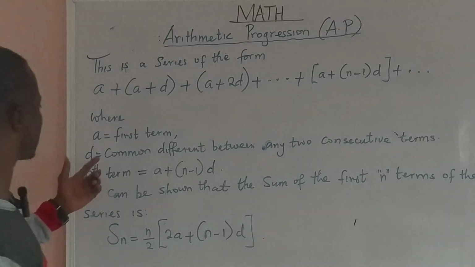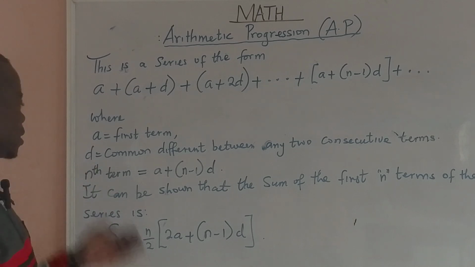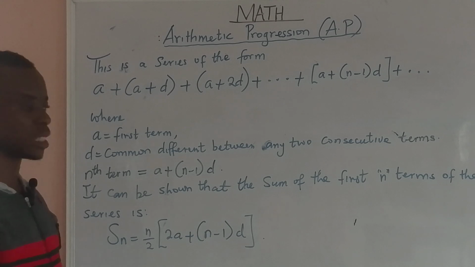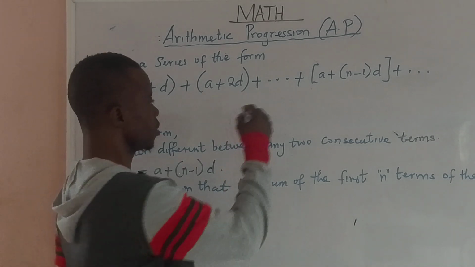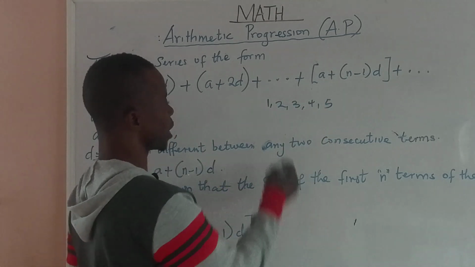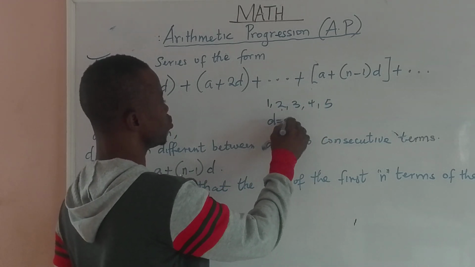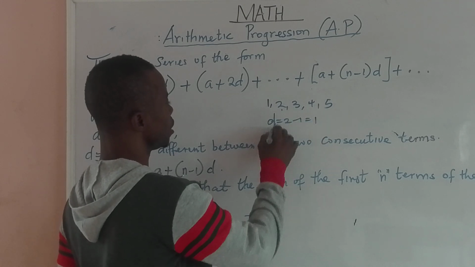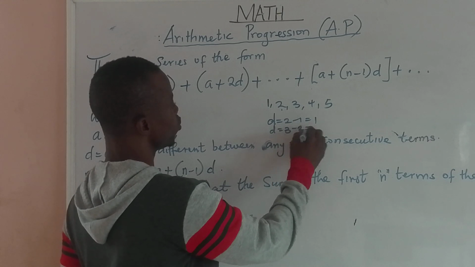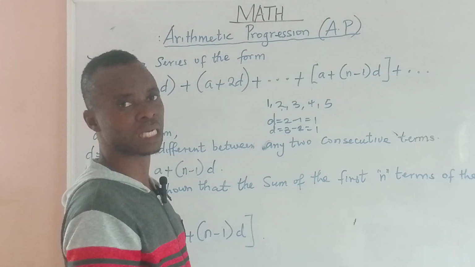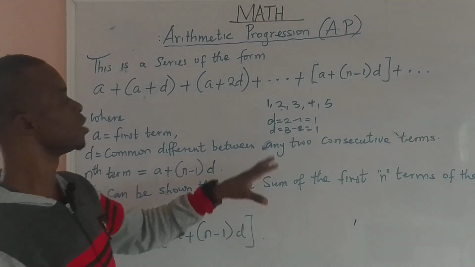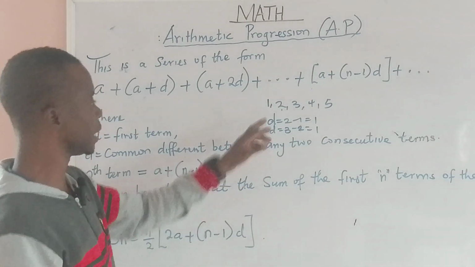And then the D stands for the common difference. Common means what? If I give you 1, 2, 3, 4, 5, to check the difference, 2 minus 1 gives me 1. Again, I pick 3 minus 2, gives me 1. It is a common difference. It is common to all, it is a constant between any two consecutive terms, like 1, 2, 3.